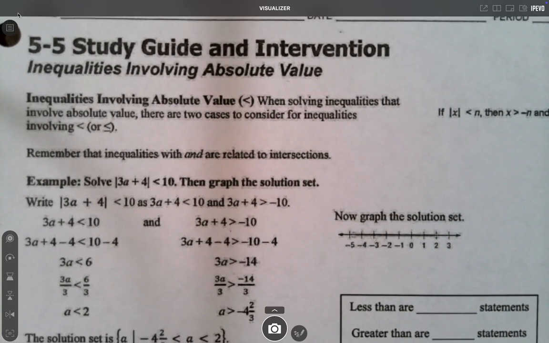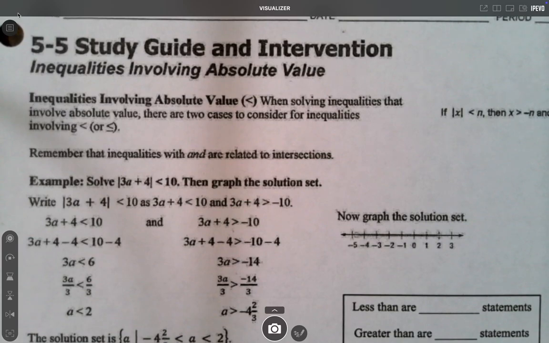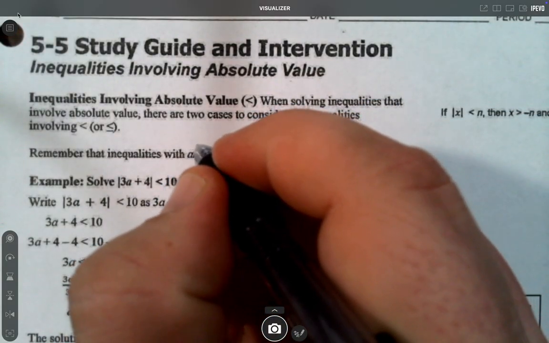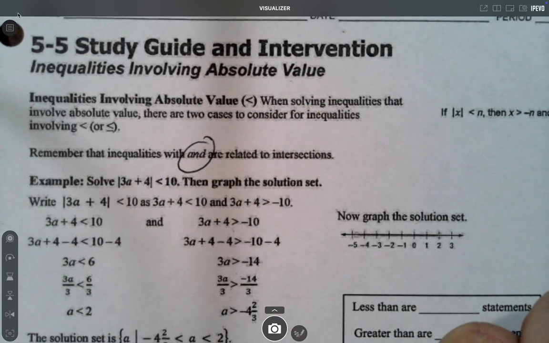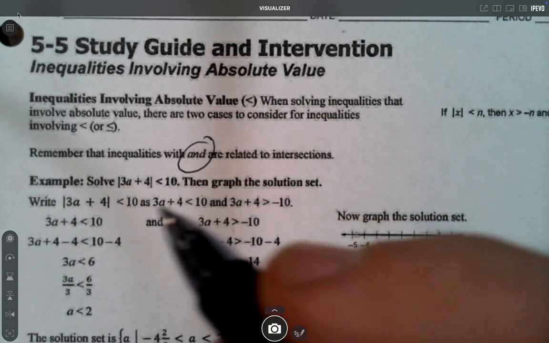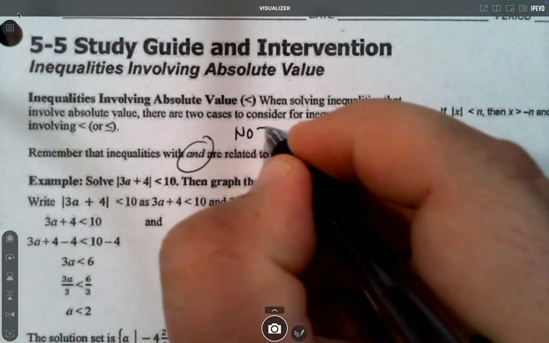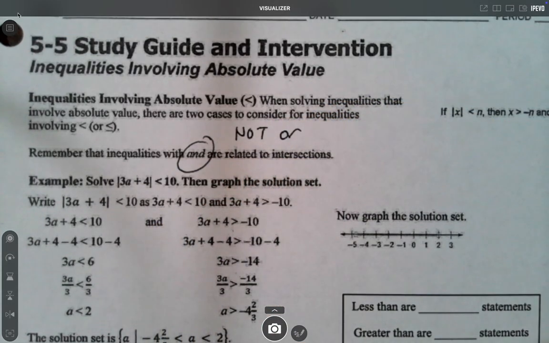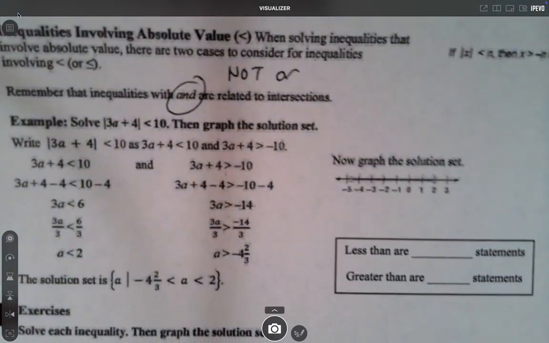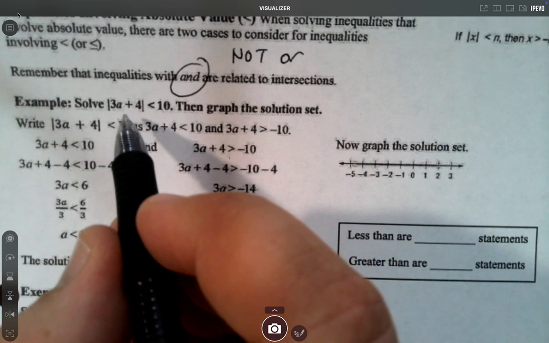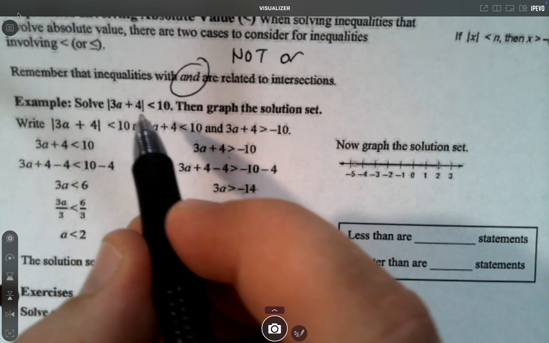So we talked about compound inequalities before. Ones with absolute value are the "and" version of compound inequalities, either and, or. So let's look at their example. Let's say we were told to solve the absolute value of 3a plus 4 is less than 10.